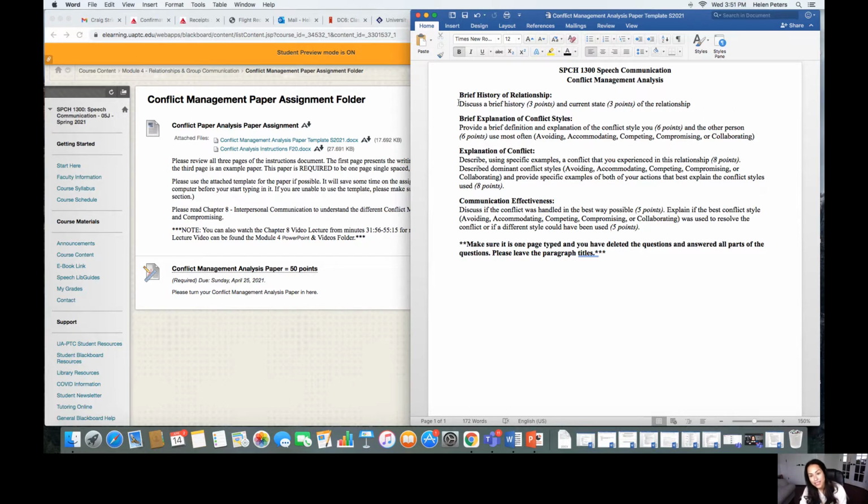Delete what I have written in here and type in what your brief history of the relationship is. Please don't leave my directions there if you're going to use this template. If you create your own template, that's totally fine. Just make sure it's written in Times New Roman, 12-point font, you're using all the headings, and each section is single spaced. That is the important part.